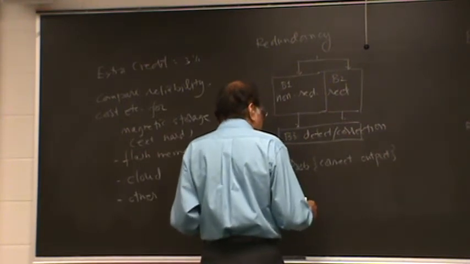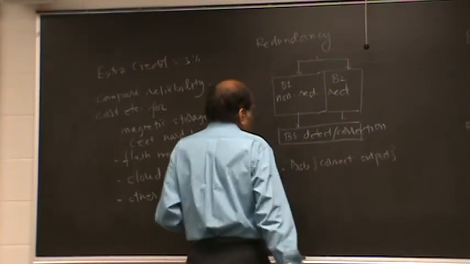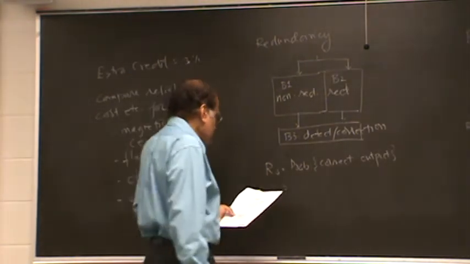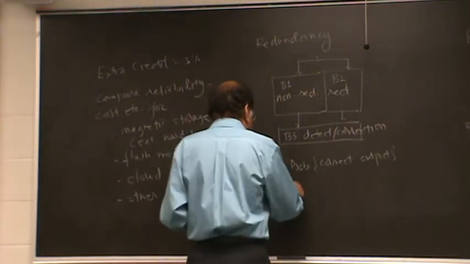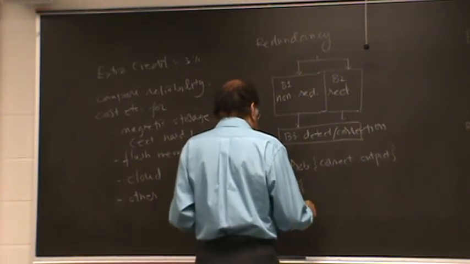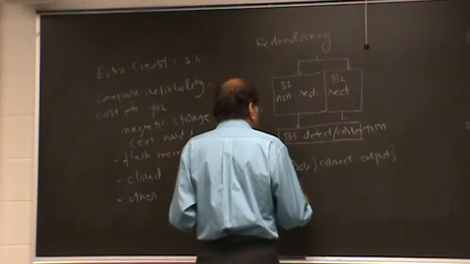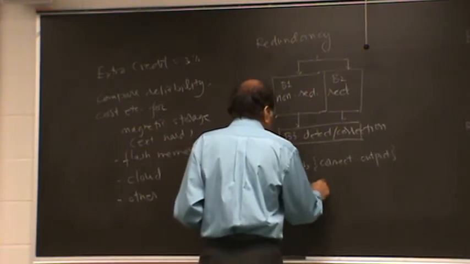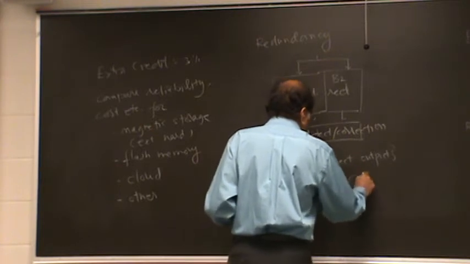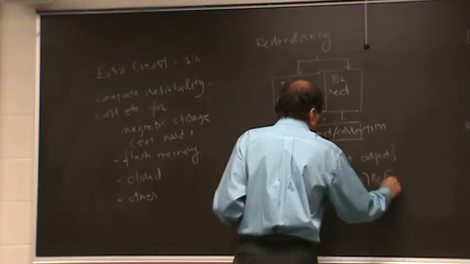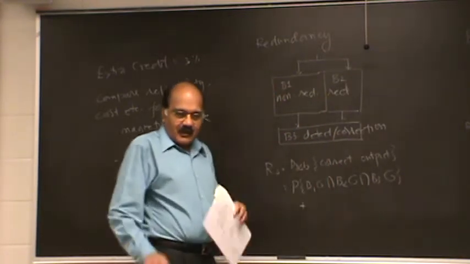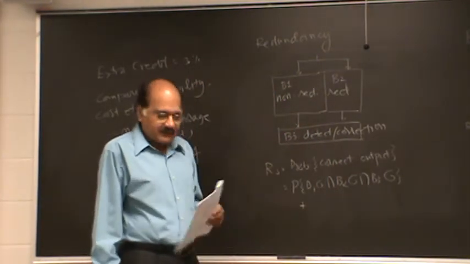Now there are two situations when the output would be correct. One situation is when everything is good. So the probability when B1 is good and B2 is good and B3 is good. Of course, when everything is good, then it's working.